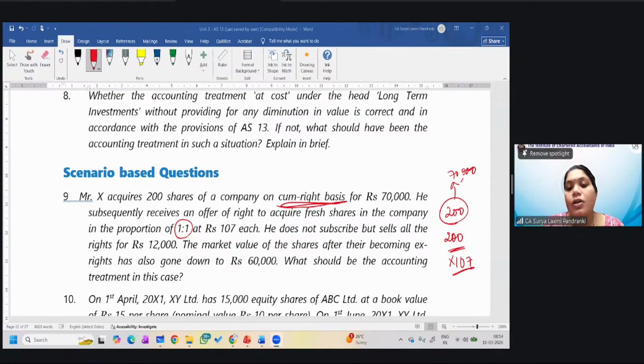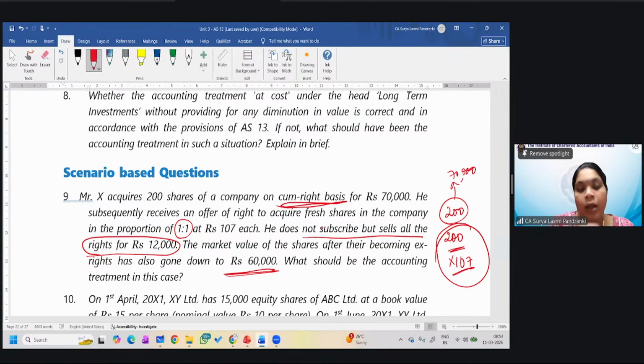Now, he does not subscribe but sells all the rights for 12,000, which means he's not buying these 200 shares, but he sold that right to someone else for 12,000 rupees. The market value of the shares after becoming ex right has also gone down to 60,000. So what should be the accounting treatment in this case is what they're asking. Before the rights issue, the cum right shares you bought for 70,000. After the ex right, the value came down to 60,000.